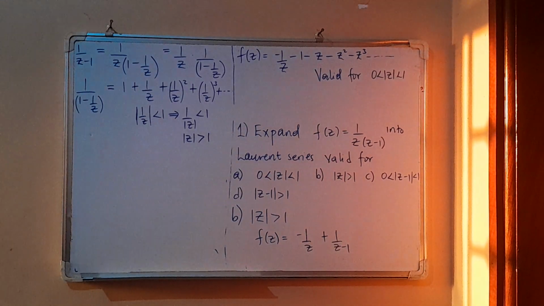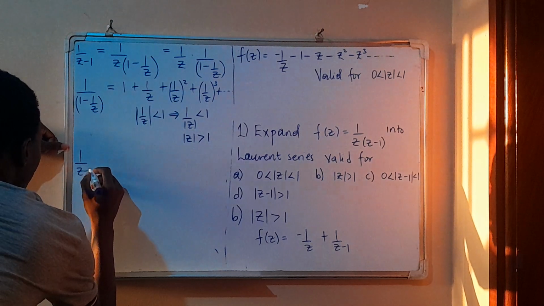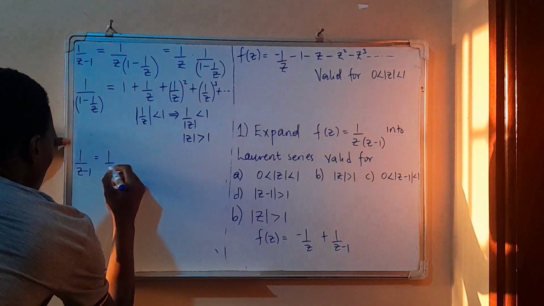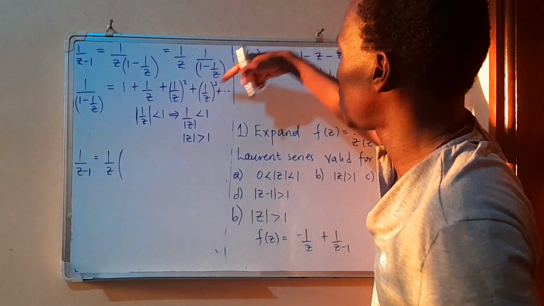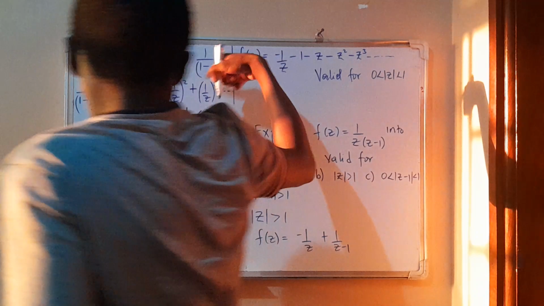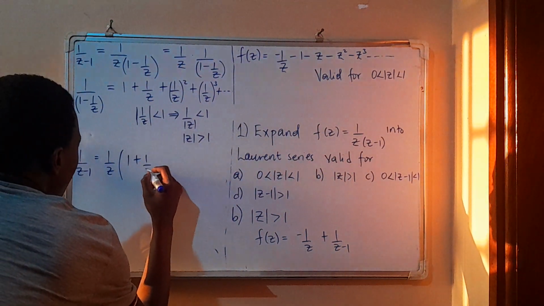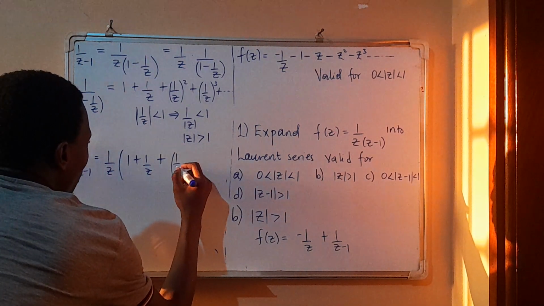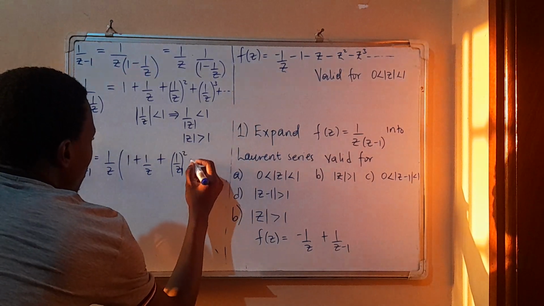We can now substitute back 1 over z minus 1. 1 over z minus 1 is equal to 1 over z, times the expansion of this, which is 1 plus 1 over z plus 1 over z to the 2 plus.